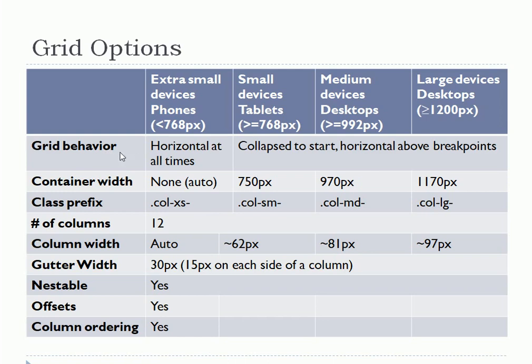The grid behavior for extra small devices is always horizontal, meaning it always shows everything horizontally. I will show you this part practically also, so it will be more clear. Here you can divide your columns. The container width is taken automatically: for small devices a container width of 750 pixels is there, for medium devices 970 pixels, and for large devices 1170 pixels.